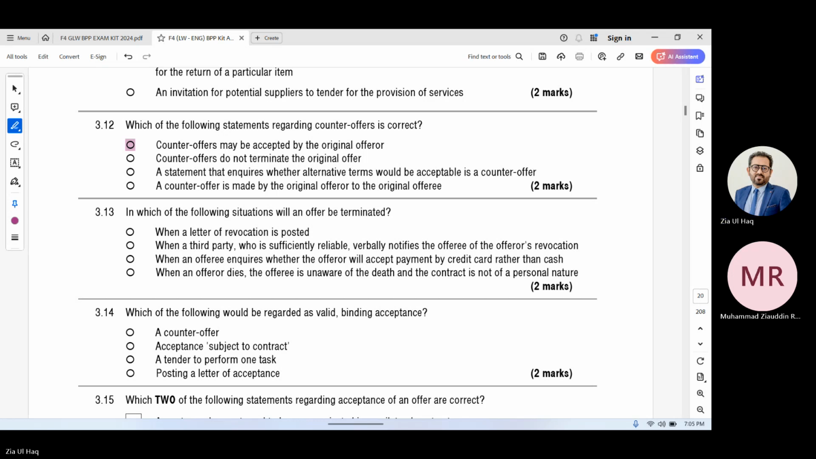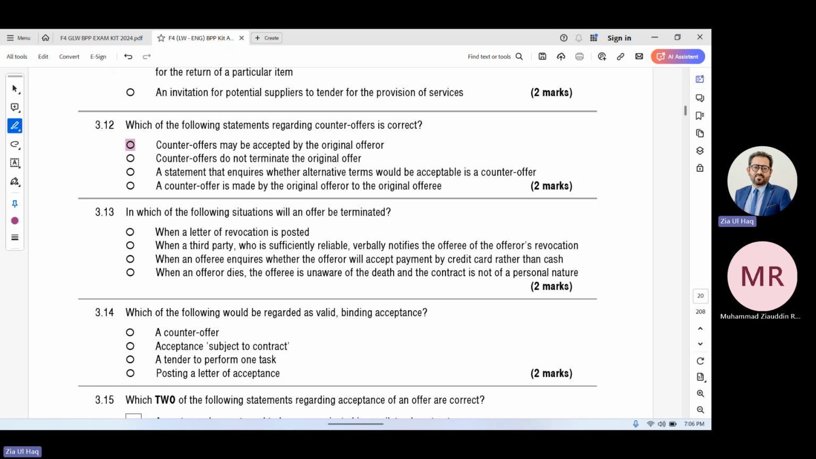If, due to the offer, the benefit is for the third party and the third party has informed the offeror about the revocation, that will be considered revocation. That we studied. It should be informed to the offeror either by the offeree or by the third party if the contract is for the benefit of a third party. So when a third party who is sufficiently reliable verbally notifies the offeree of the offeror's revocation, in that case, the offer will be considered terminated.